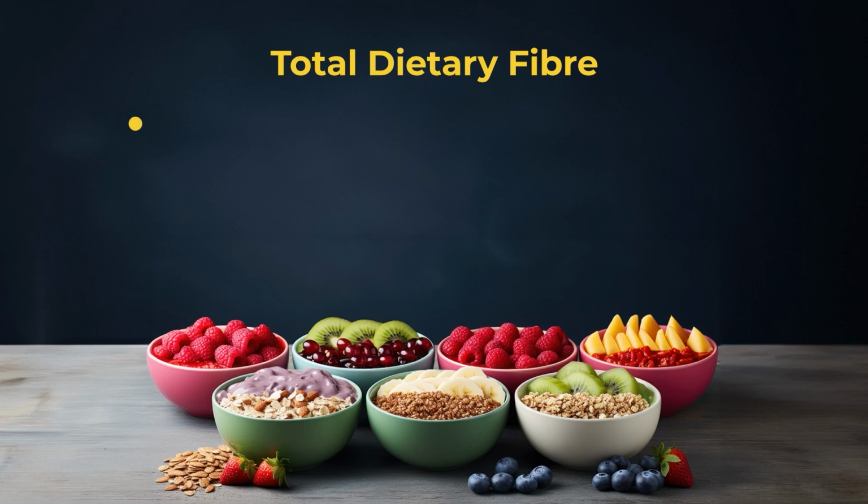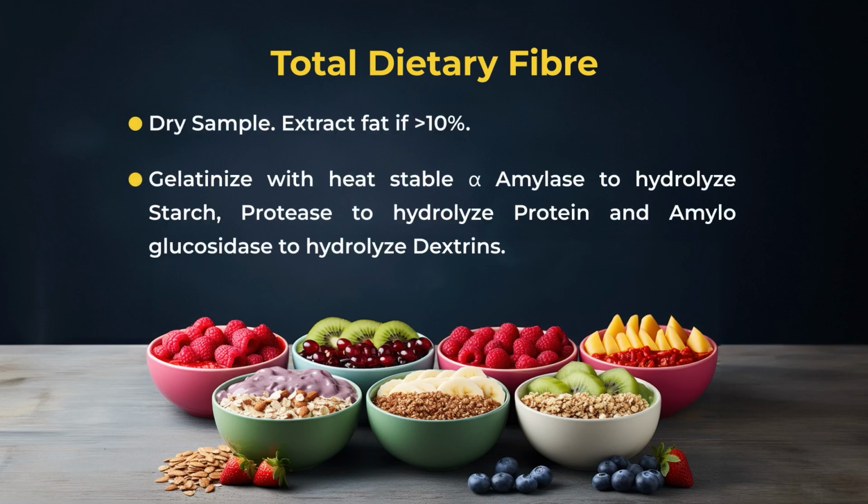We'll talk about total dietary fiber. We take the sample, we remove fat. We know the method how we remove fat. So we gelatinize with heat stable alpha amylase to hydrolyze starch. For protein, we hydrolyze with protease, and for dextrins, we hydrolyze with amyloglucosidase. So we take the sample, we add alpha amylase, protease, and amyloglucosidase. So all these three will be hydrolyzed.